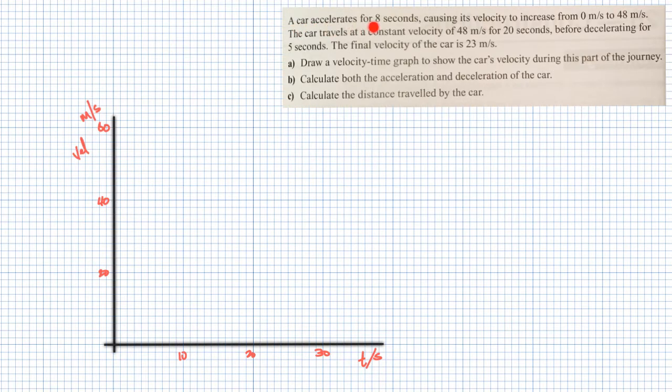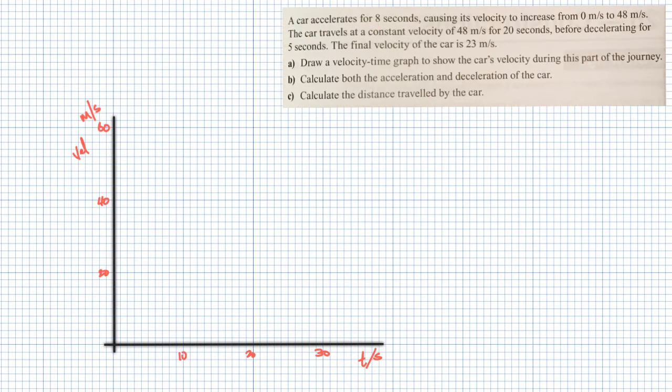So a car accelerates for 8 seconds, causing its velocity to increase from 0 meters per second to 48 meters per second. They're going to ask us to draw the velocity time graph, so we might as well start doing it now. As you read a bit of information, just try to draw that bit. I don't like this question because they didn't say that it accelerates constantly.